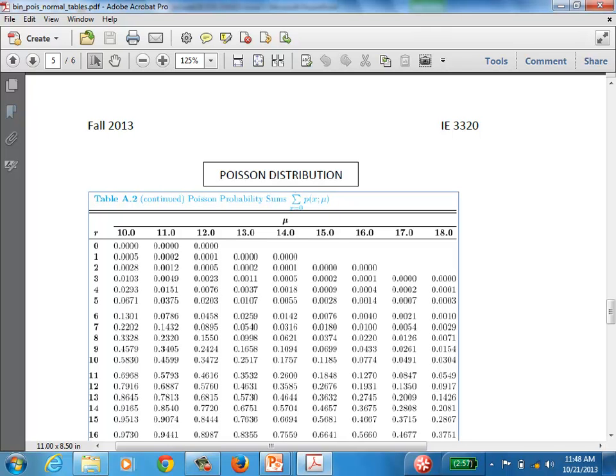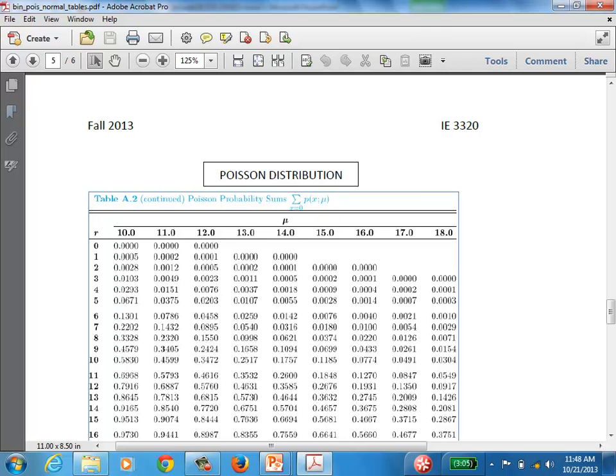So we found lambda. Now we're looking at x. In this problem, we are looking at the cumulative up to 3. So r will be equal to 3. On the intersection of that row in this column is our cumulative probability. So in this case, the probability of x being less than or equal to 3 is 0.0103.